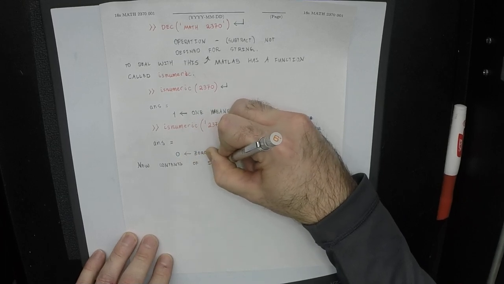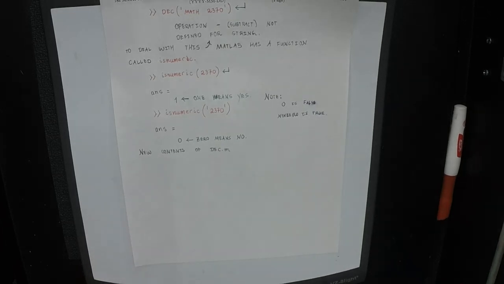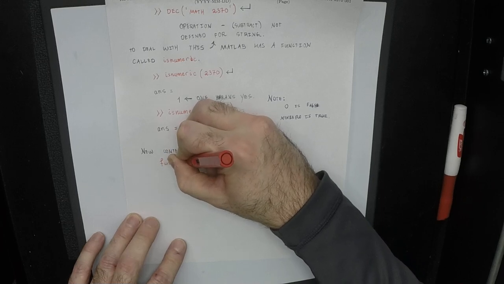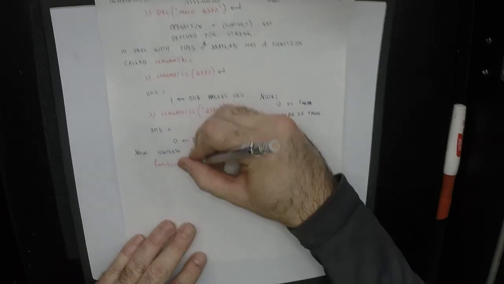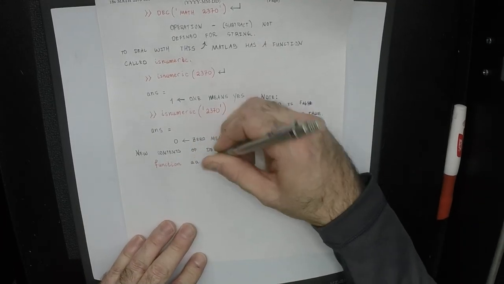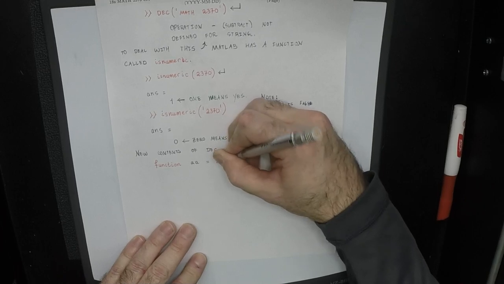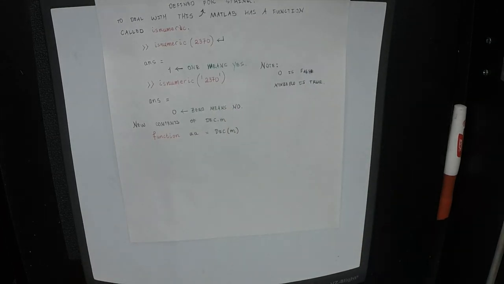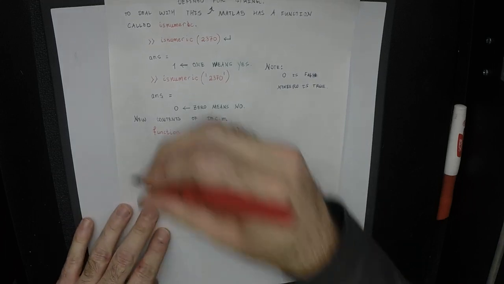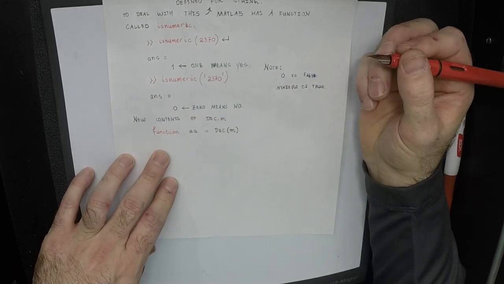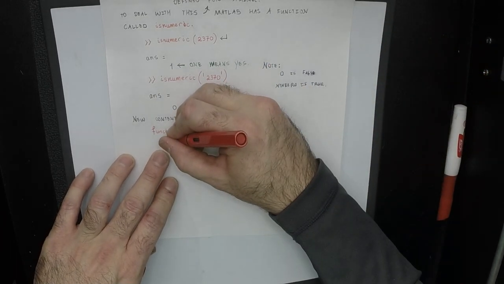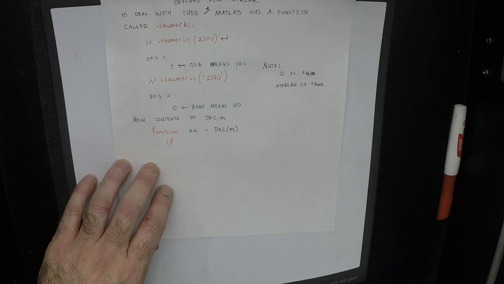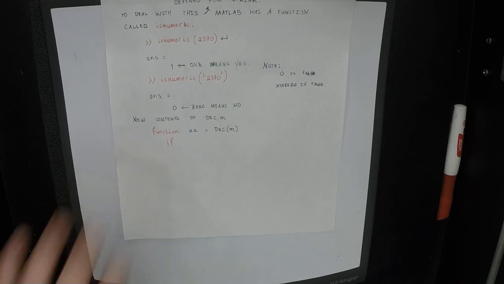Of dec.m. So the signature line is still unchanged: function A = dec(M). Okay, so now we need to make two checks. So we'll check the numeric thing first. So what do I need to write? If. And then what? Now, what we're really concerned with is if it is not numeric. Right? That's when we want to complain.